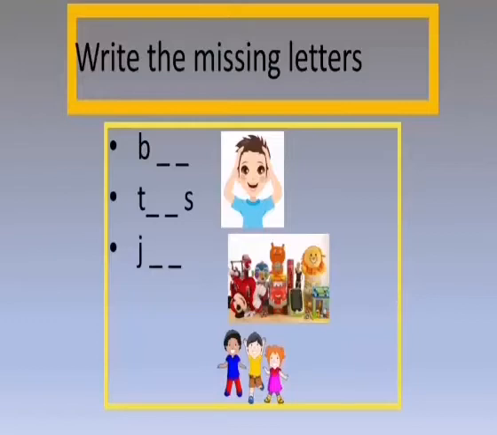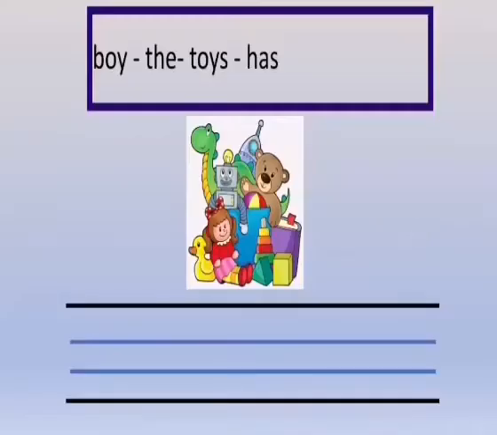O-Y. The second word is toys, so the missing letters are O-Y. The third one is joy, so the missing letters here are O-Y, okay.